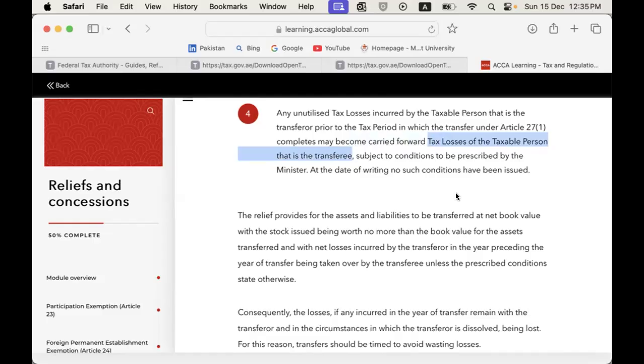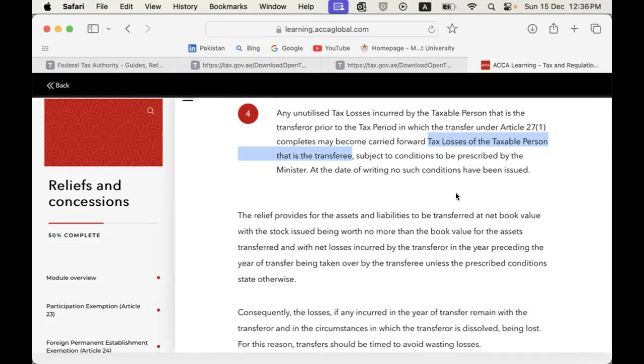Can you guys explain in simpler words what is written here? The transferor's tax losses will become the transferee's tax losses moving forward. That's what is being said here. Haya, do you understand what is said here?